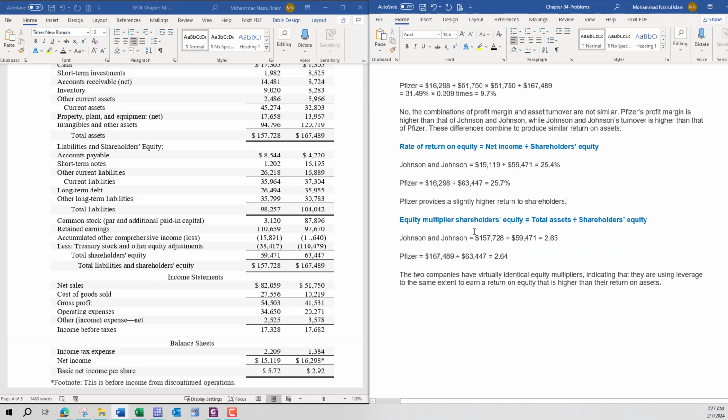The equity multiplier is total assets divided by shareholders' equity. Total assets divided by shareholders' equity is equal to 2.65, and for Pfizer, it is 2.64. So the two companies have virtually identical equity multipliers, indicating that they are using leverage to the same extent to earn a return on equity that is higher than their return on assets.